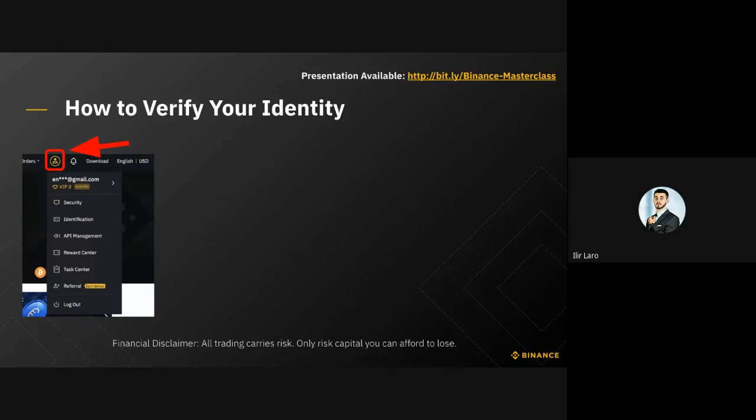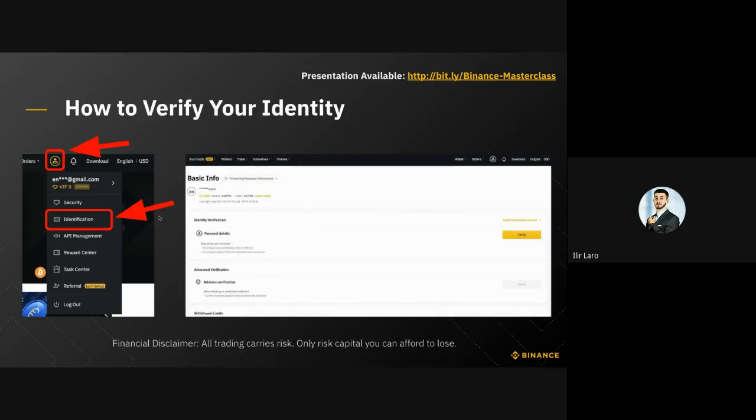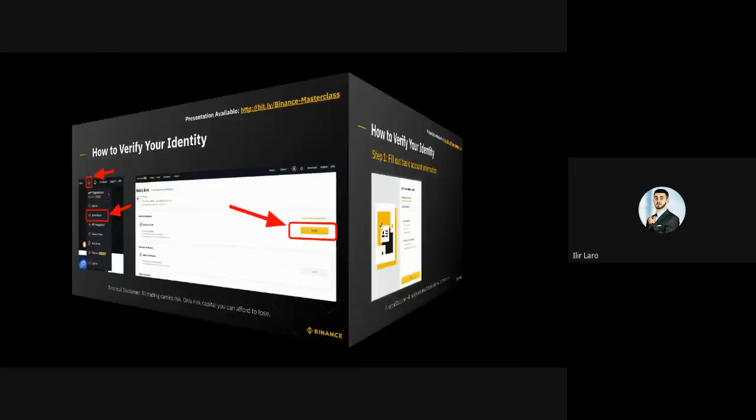You can find it by going on the homepage, going on the navigation bar, clicking on this icon. That's your profile icon here, and then clicking on identification. You'll then be directed to the identification page, which you can see on the right. And then you just click on verify. It's as simple as that.